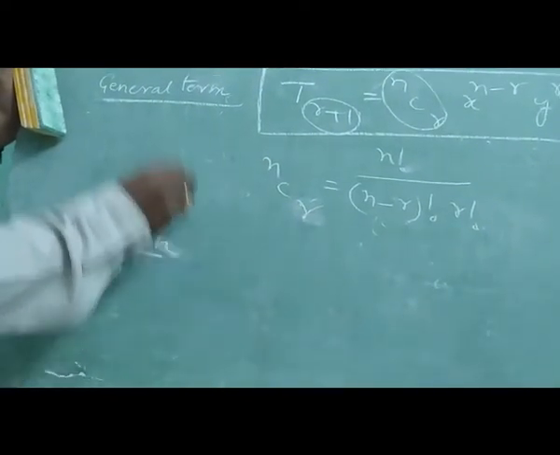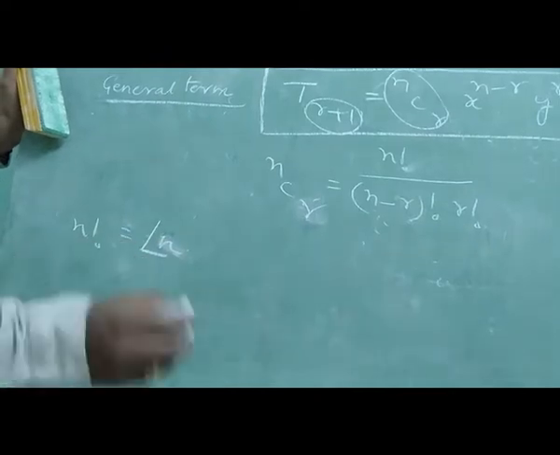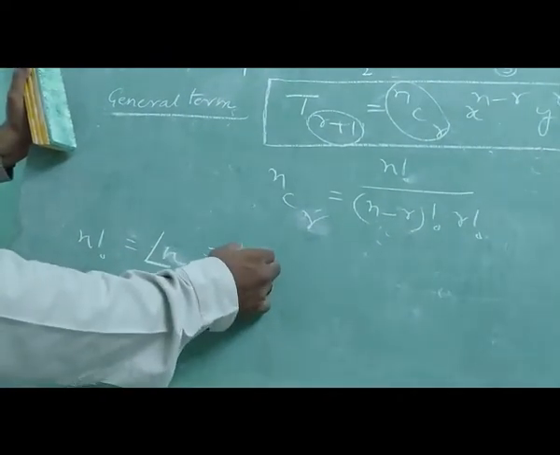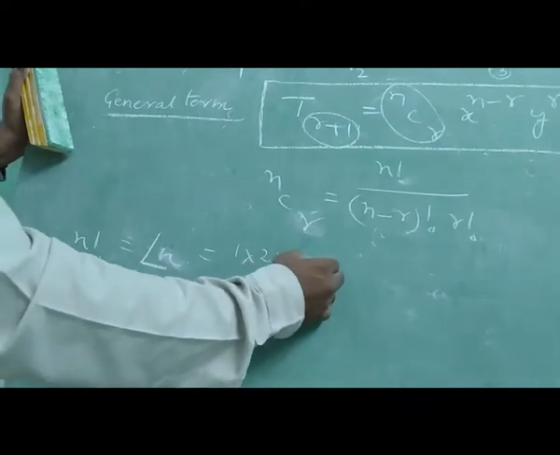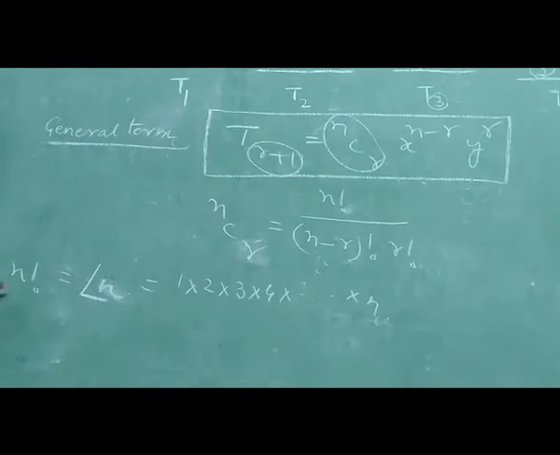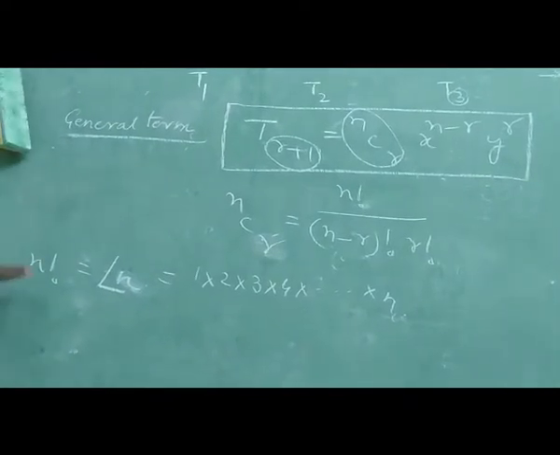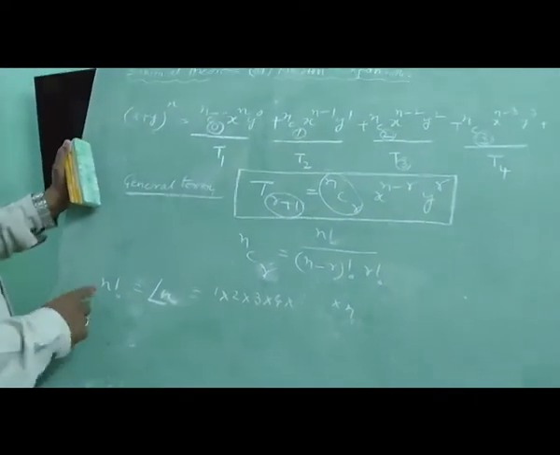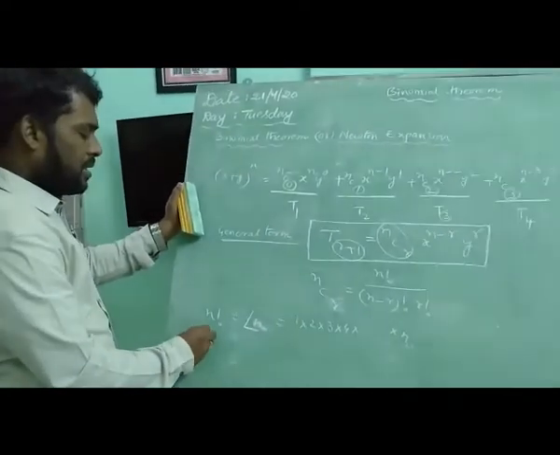Both indicate n factorial. Okay, so what is n factorial? The product of first n natural numbers is denoted by n factorial. I am giving some examples.